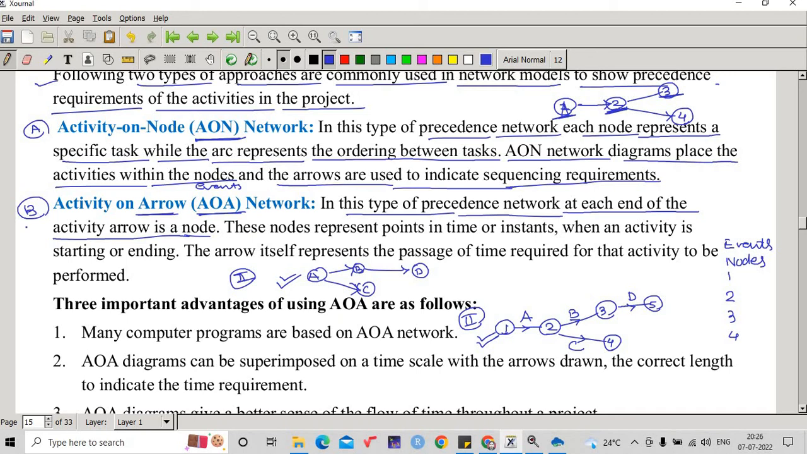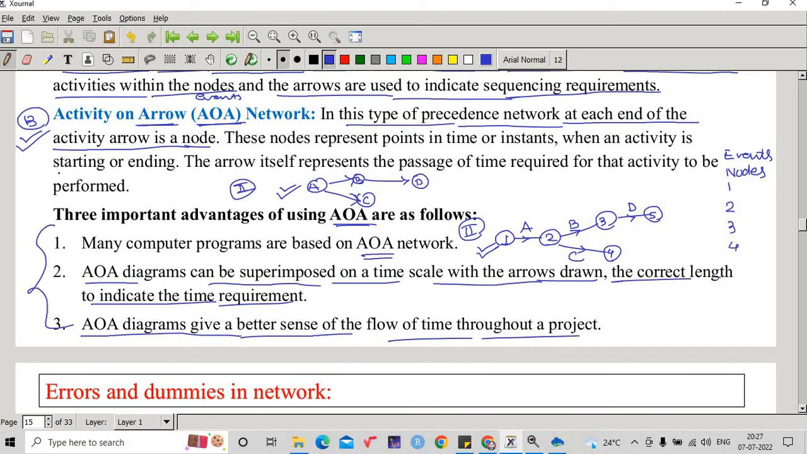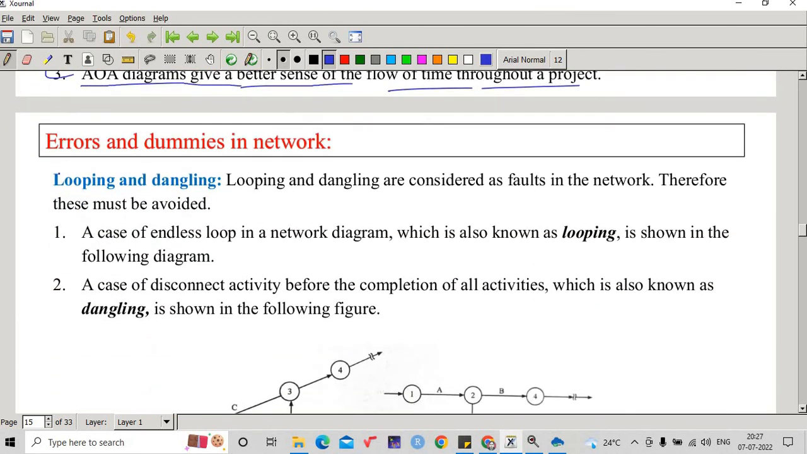So preferably this second network we are going to follow while solving problems of networking analysis. Okay. Many important computer programs are based on the AOA network. So the importance of the AOA network is given over here. An AOA diagram can be superimposed on a time scale with the arrows drawn to the correct length to indicate the time requirement, and an AOA diagram gives a better sense of the flow of time throughout a project. Because of these advantages, many times the AOA network is preferred in networking analysis.